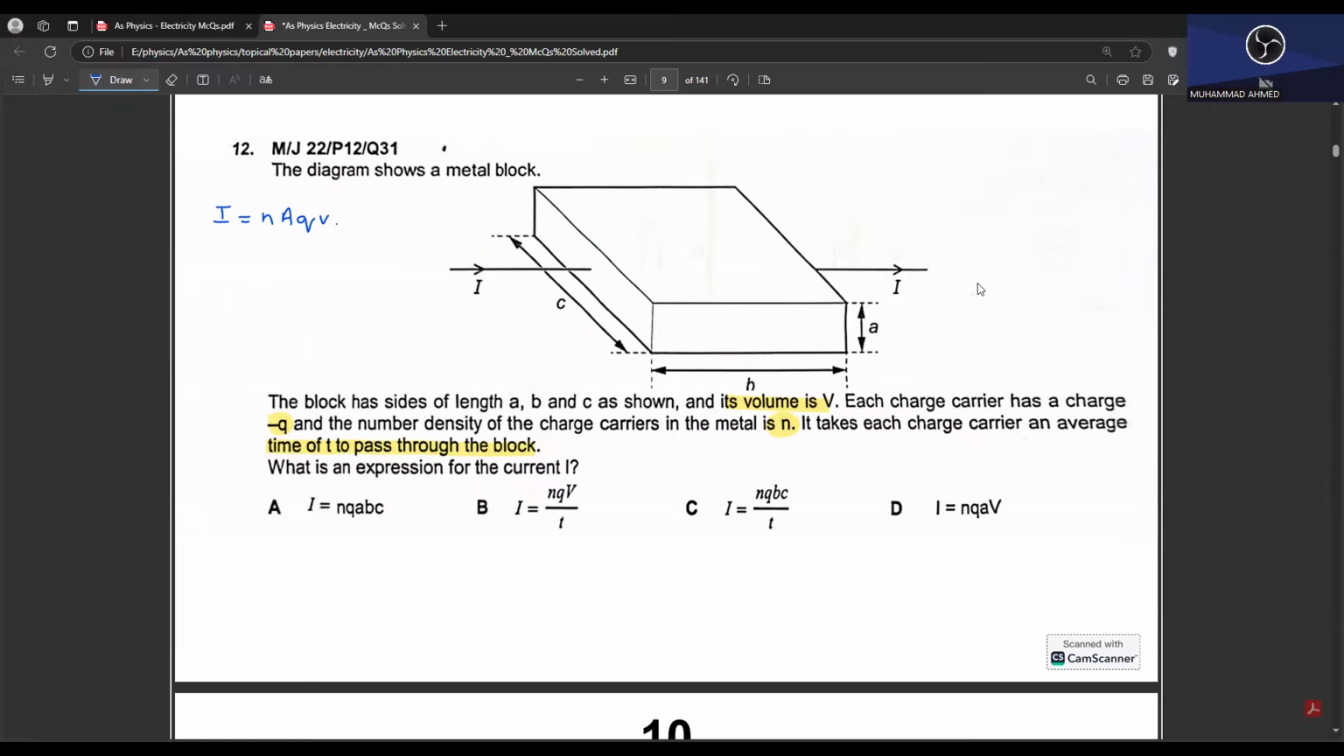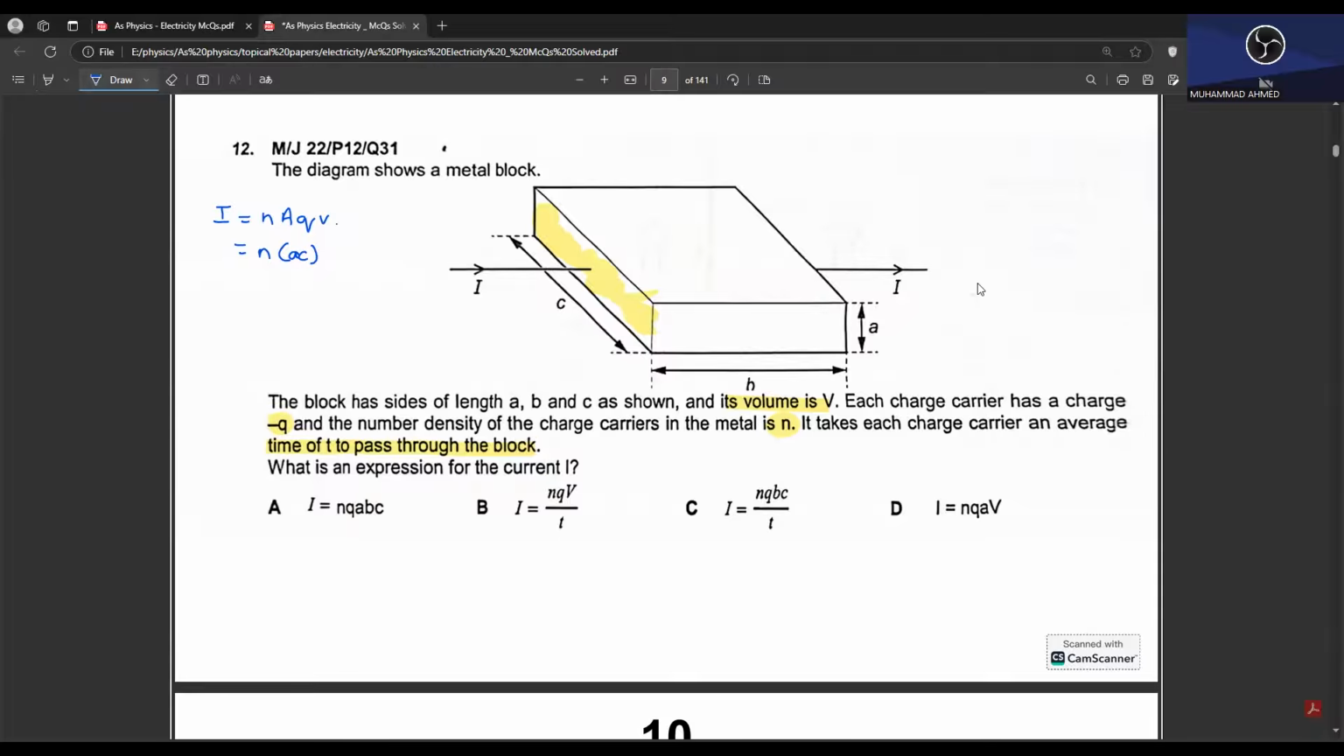NAQV. What is the area? On which area is the current incident? On this highlighted area. This area will be equal to what? A into C. So let's replace it: N multiplied by A into C.